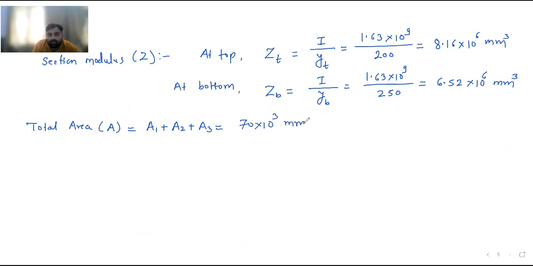So it is 70 into 10 raised to 3 mm square. 10 raised to 3 will remain as it is. 30 plus 20 plus 20, that is 70.